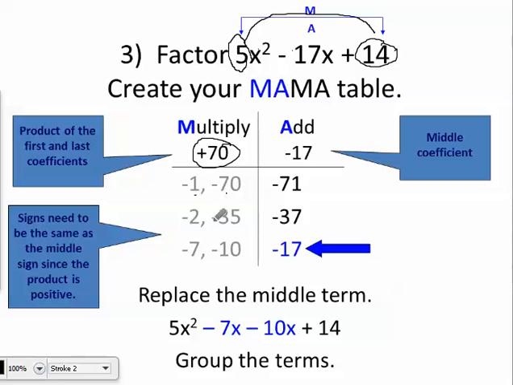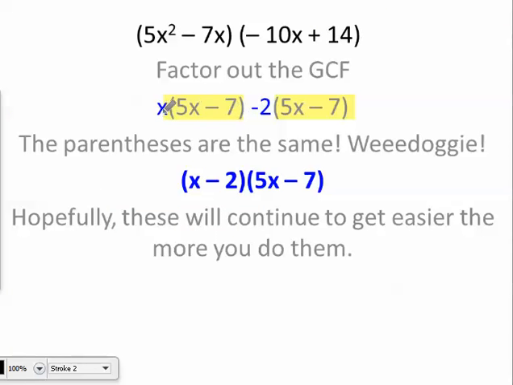So negative 1 and 70, nope, that adds up to negative 71. Negative 2 and 35, that's negative 35. And negative 7 and 10, well, that's negative 17. That's going to be what I break my terms down into. When I group them together in that original equation, I can then factor out the x and the minus 2. I get x minus 2 times 5x minus 7, and it worked quite easily.